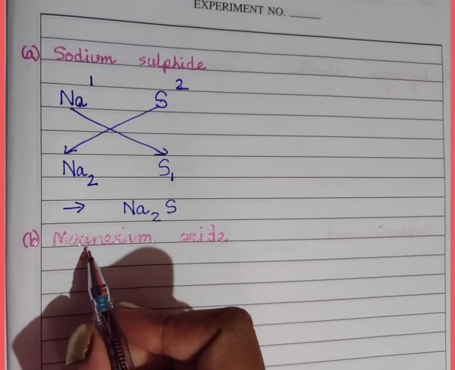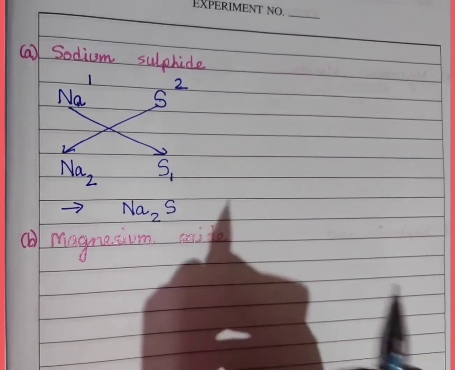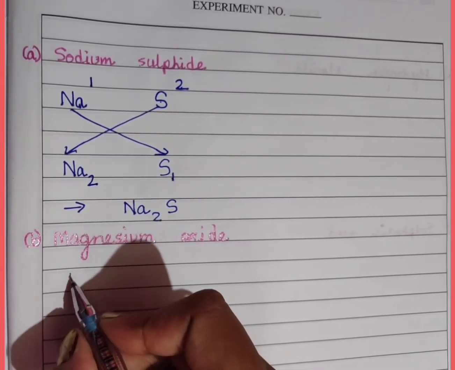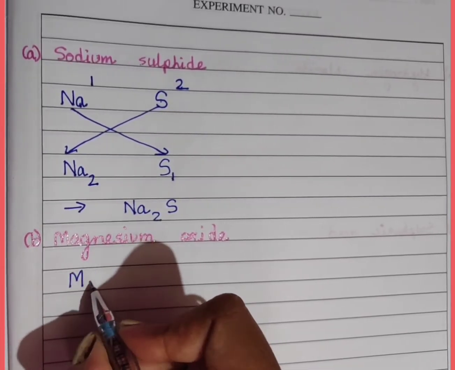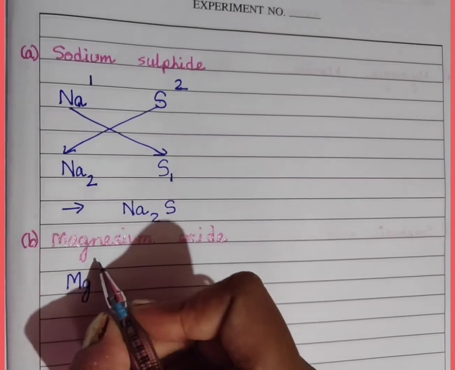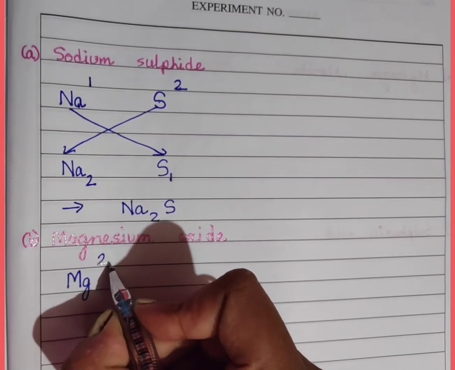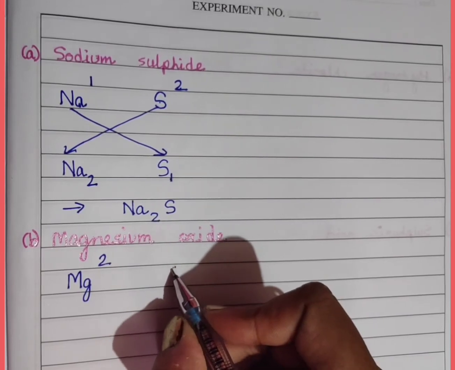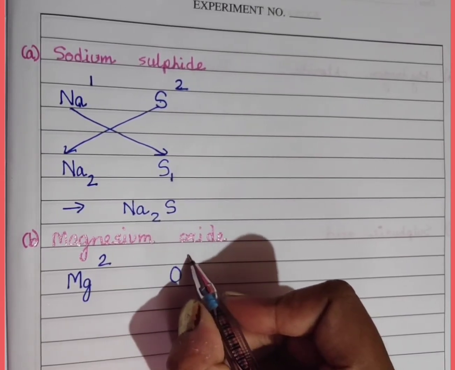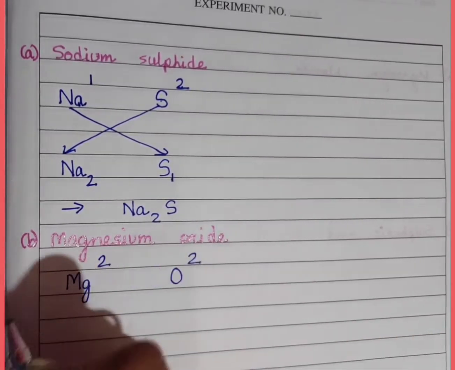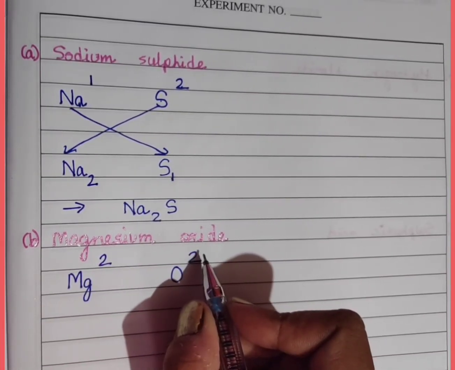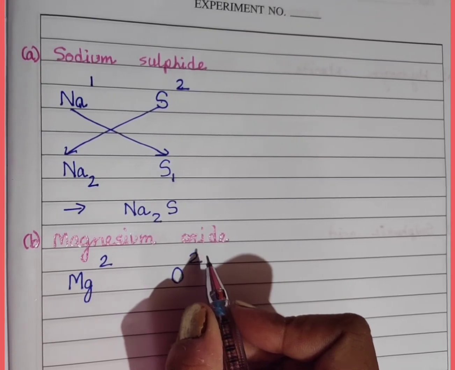Next example is of magnesium oxide. Okay. Now magnesium, yes, what is the symbol? Capital M, small g, and the valency is 2. Oxide means oxygen in the combined state, whose valency is also 2. See here, I have not written the positive or negative signs. Okay, you have to keep in mind.